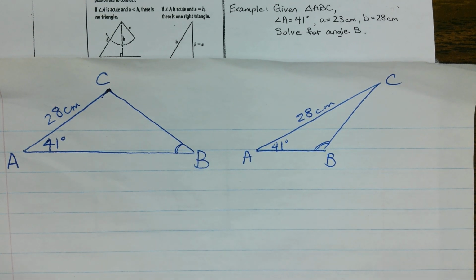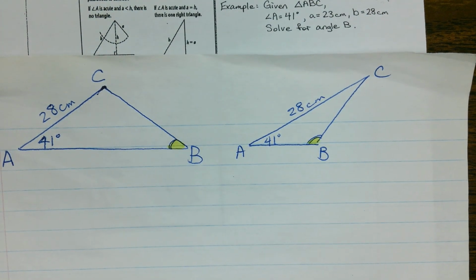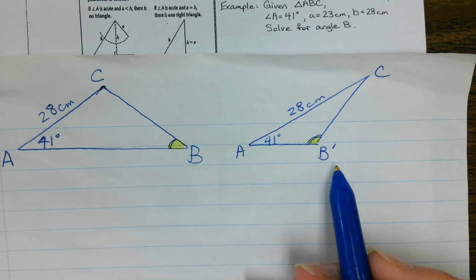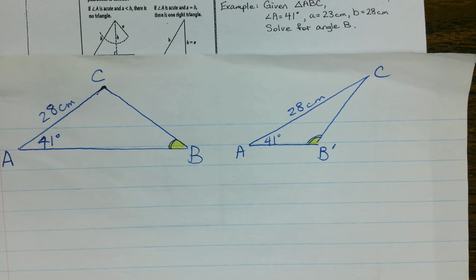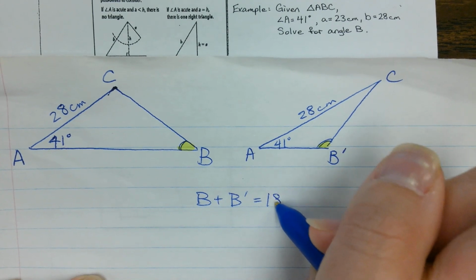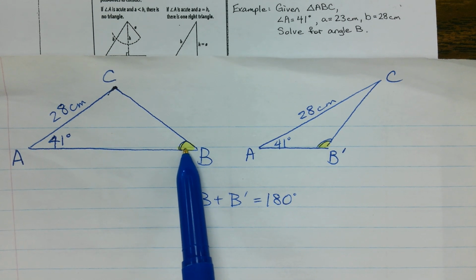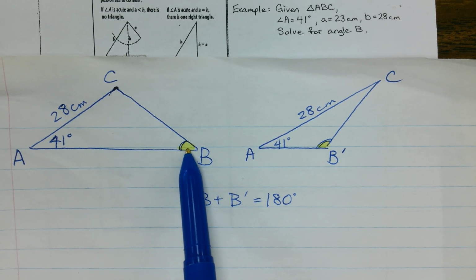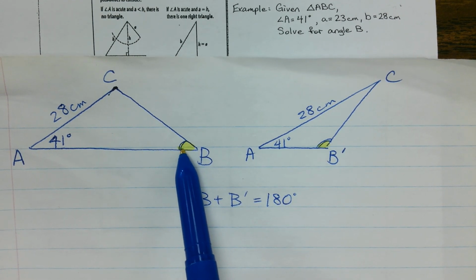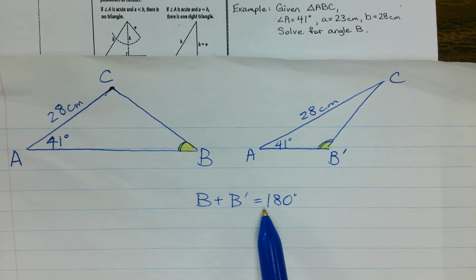What's the connection between this angle and this angle? We can call this B prime. So angle B and angle B prime are supplementary. B plus B prime is equal to 180 degrees. So if this is 20 degrees, then this angle right here is 160. If this is 80, this is 100. They are supplementary angles to each other.